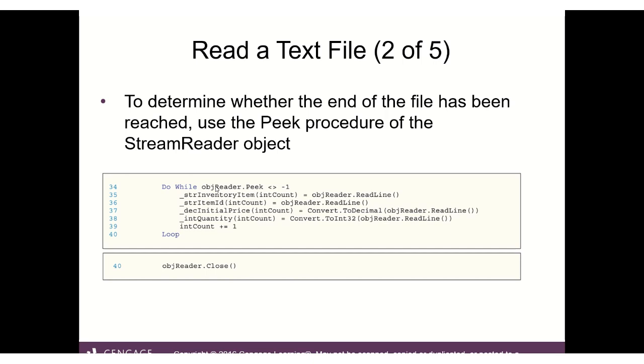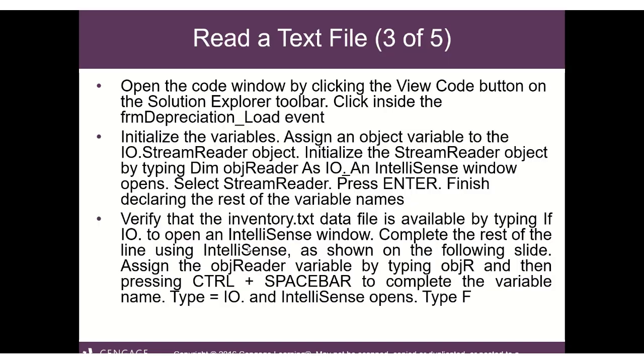So you say object reader dot peek not equals -1. If the end of file occurs, then the peek becomes -1, and then you don't continue to the subsequent part of the code. Basically, you need to close. Remember to close the stream reader, because if you don't close it, the memory will be accumulating and your application will crash at some point because of lack of memory.